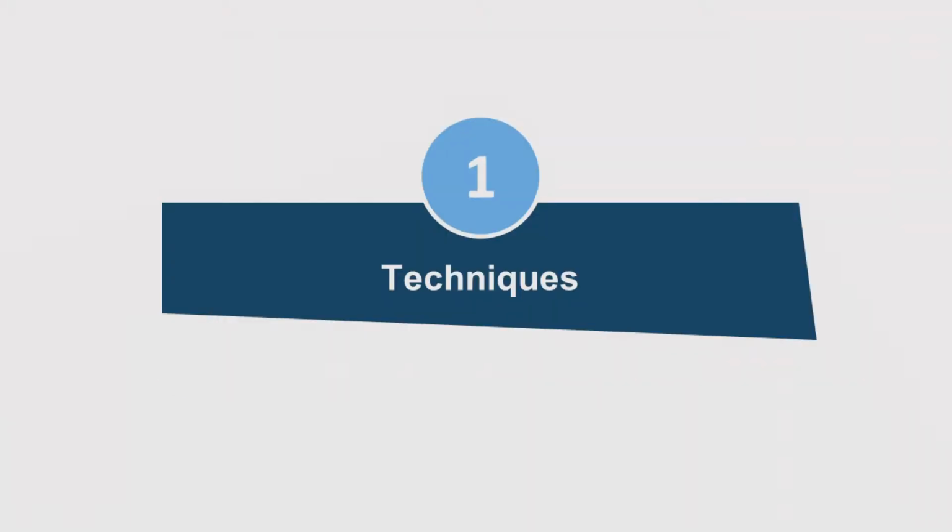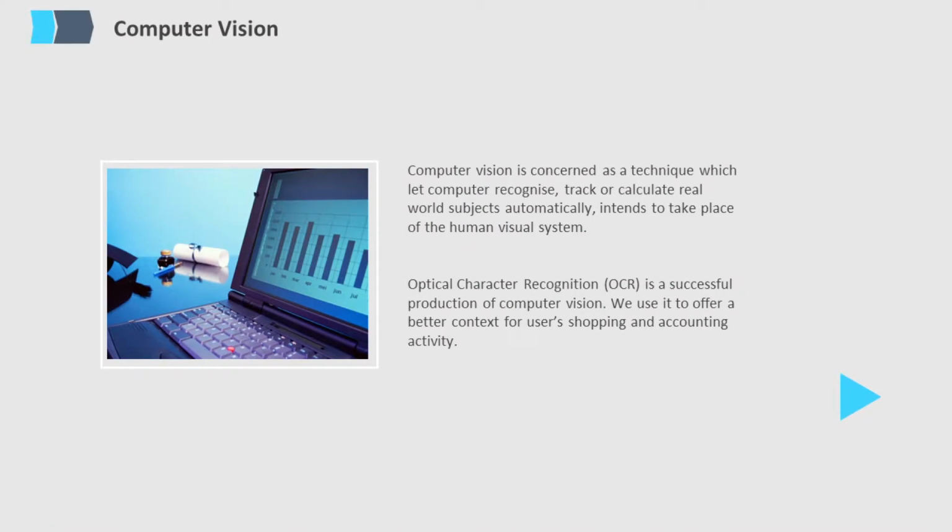So the first part is techniques. There are two major techniques involved in this project. One is computer vision, and the other one is mobile location service. Computer vision is a technique which lets computers recognize, track, or calculate real-world subjects automatically. It intends to take the place of the human visual system. We integrated optical character recognition, which is a successful product of computer vision, with the mobile app. We're trying to offer better context for users' shopping and accounting activity.